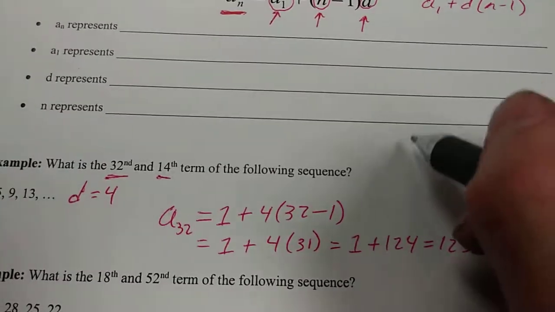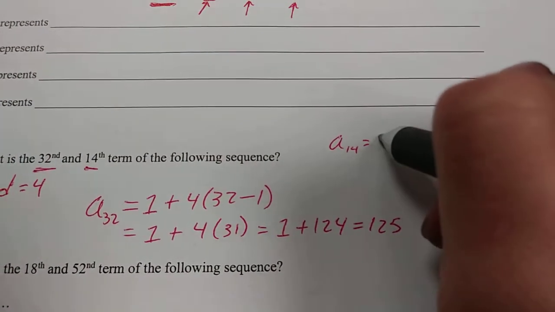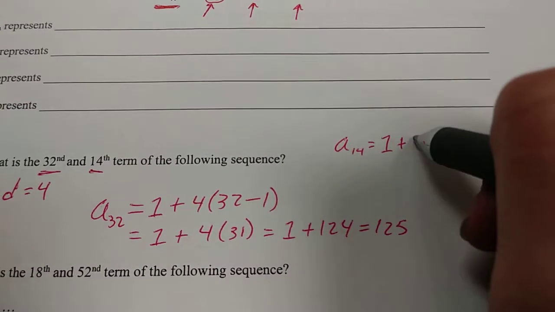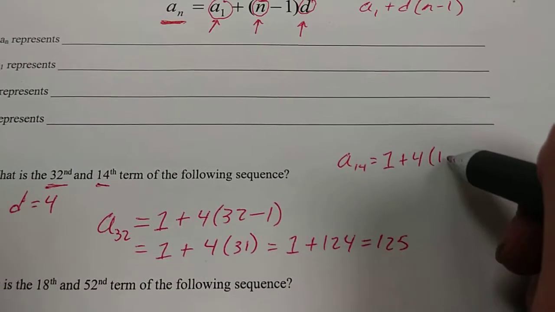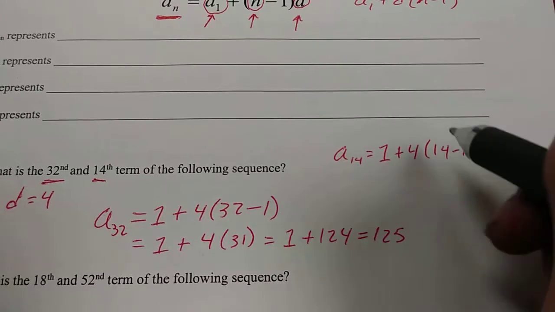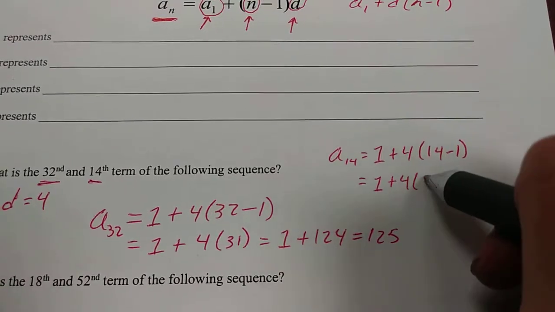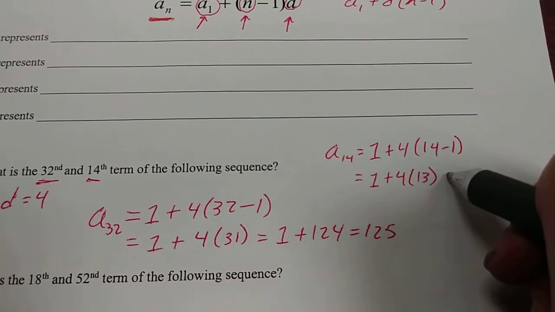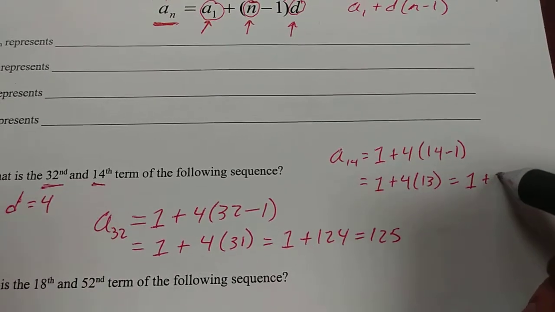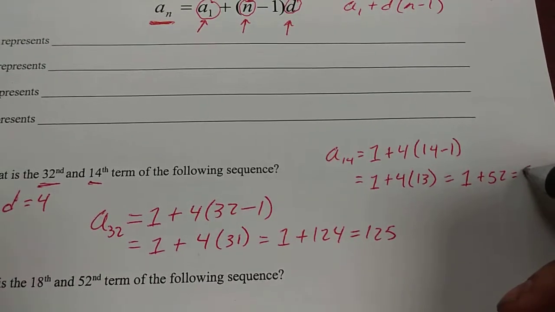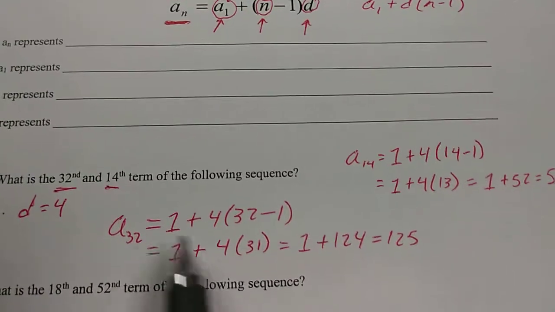If you were to look now for the 14th term, that'll be a sub 14. That'll be equal to a sub 1, which is 1, plus the common difference, which is 4, times 14 minus 1. Simplify whatever's in the parentheses, so you get 1 plus 4 times 13. That's equal to 1 plus 52 equals 53. So 53 is the 14th term and 125 is the 32nd term.